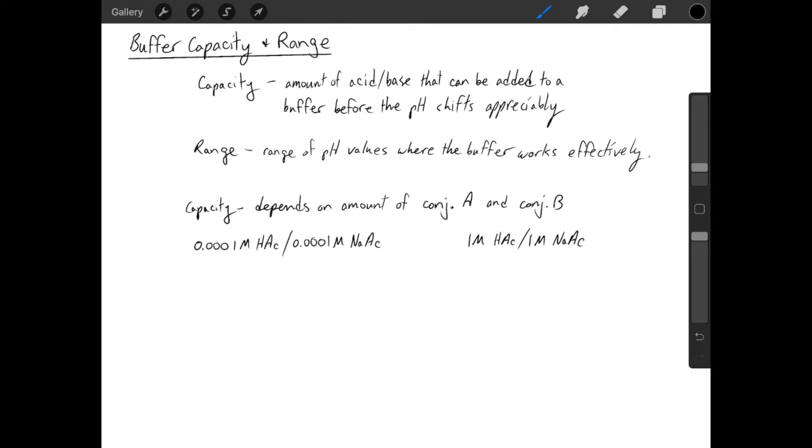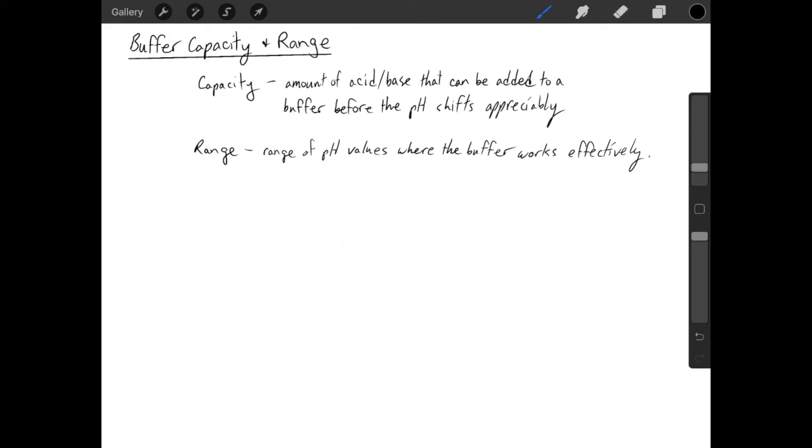And the difference between these two buffers is that the example on the left, with the very, very small concentrations of acid and base, can only absorb a tiny amount of added acid or base before the buffer is entirely used up. That is, you use up all of the acetic acid, or you use up all the sodium acetate. And once you've used up one of the components, you no longer have a buffer, and the pH is no longer going to be held stable. It'll change rapidly. The example on the right is going to be able to absorb much greater amounts of acid and base before that conjugate base to conjugate acid ratio is distorted significantly.